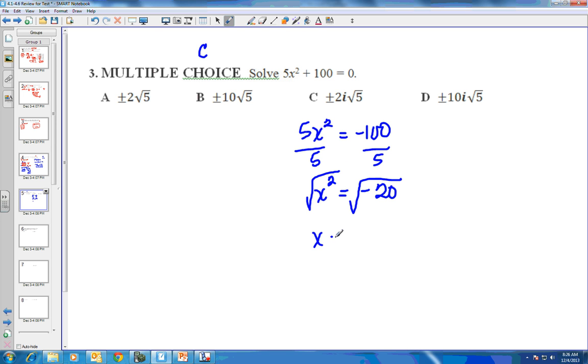So x equals plus or minus, I know it's going to be an i because I have a negative underneath the radical. And when I break down 20, 20 is 4 times 5. 4 is 2 times 2 times 5. So I'm bringing out a 2 and my 5 stays. 2i, and I have to have the i because of the negative underneath the radical, square root of 5. So my answer would be C.